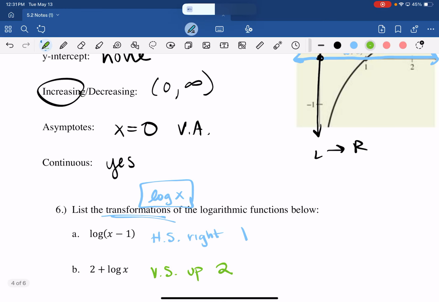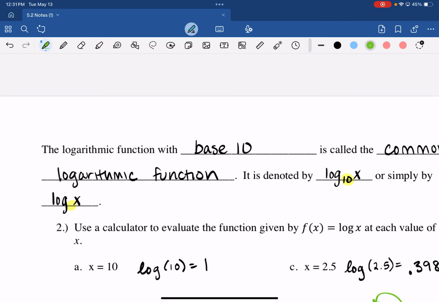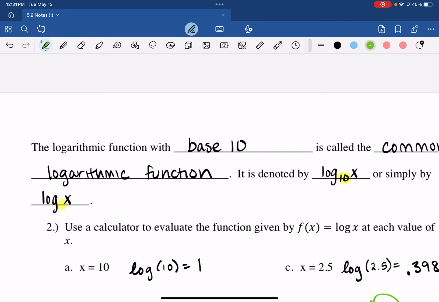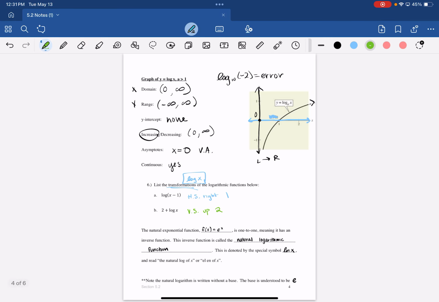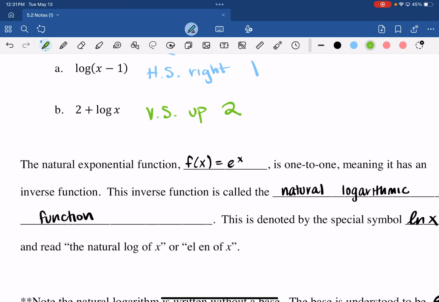We ended with these transformations, okay? We're going to talk about the last kind of log. Remember I said there's two kinds we focus on. The first one is the common logarithmic function with the base 10. The other one we're going to talk about is natural logs. Natural logs are logs with base e.